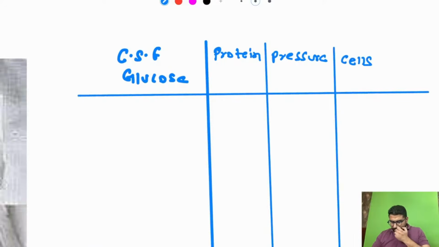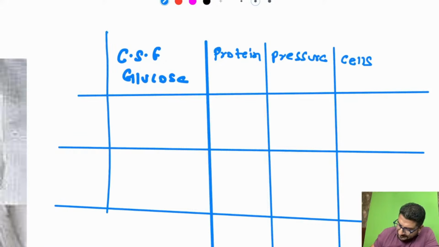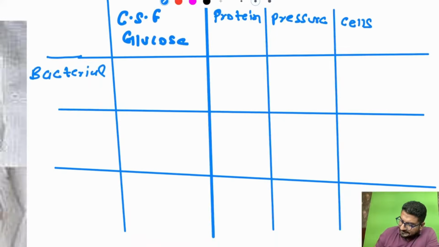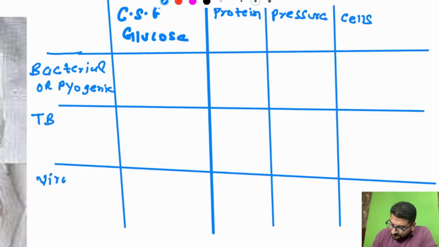Now understand. इसको समझो एक बार. What are the three types of meningitis which we need to differentiate? Bacterial meningitis, which is also called pyogenic meningitis. Then the second type is tubercular, TB meningitis, and the third will be viral. Viral is also called aseptic. वायरल को और क्या बोलते हैं? एसेप्टिक.